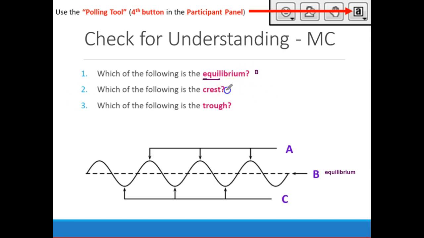Excellent, looking good. So yes, this one is going to be A. This is the crest. Crest is always the top of a wave. Exactly, the highest point of a wave.